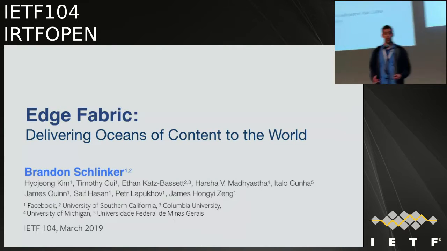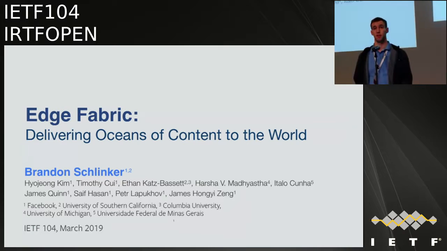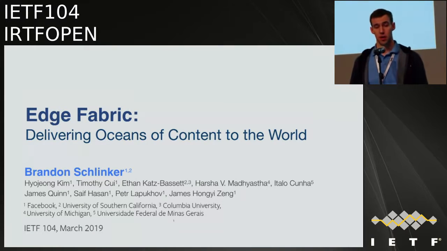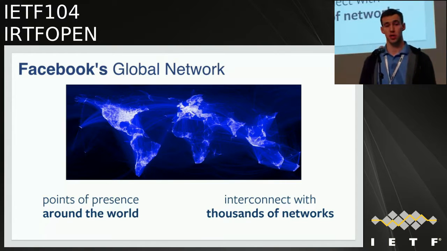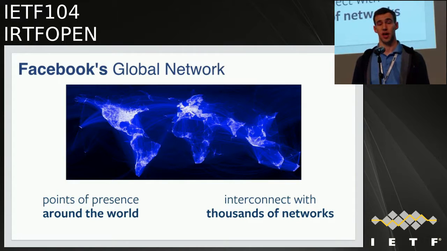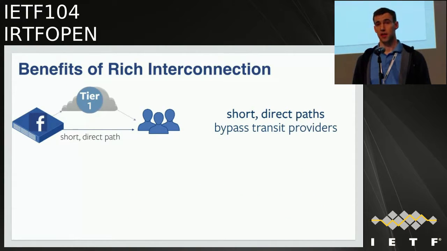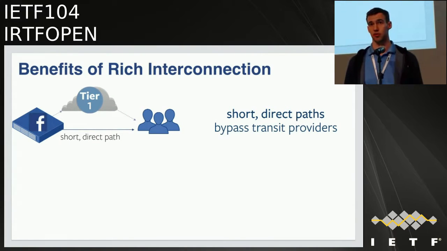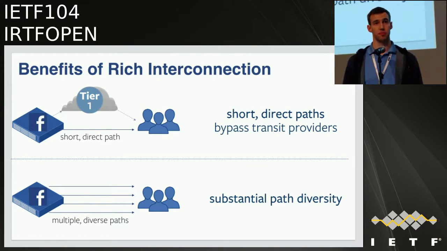Today I'm going to be talking about Edge Fabric, a system we built at Facebook to deliver traffic to end users around the world. So let's start off with a brief overview of Facebook's network. Facebook has dozens of points of presence around the world and interconnects with thousands of networks. That rich interconnection offers Facebook 2 distinct advantages. First, it provides us with short, direct paths to end users, which means that we can bypass transit providers that have traditionally been part of the internet hierarchy. Second, it provides us with substantial path diversity, meaning that for any given end user, we often have multiple distinct paths that we can use to send them traffic.